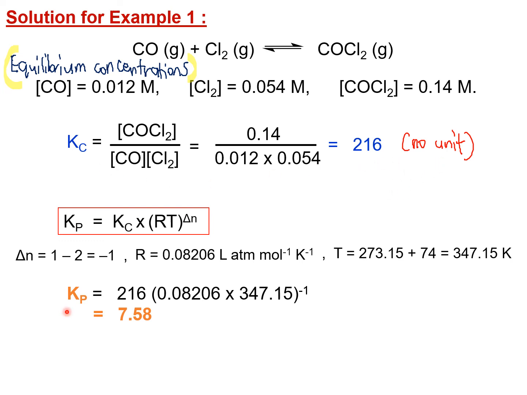So, sekarang dia suruh kamu cari Kp. You can relate Kp dengan Kc by using this formula. Kp is equals to Kc times with RT to the power of delta N. Okay, temperature tadi dia bagi in degree Celsius. So, since ada gas constant, penglibatan gas constant, okay, temperature dia kena jadi Kelvin, pressure kena in atm, volume kena in liter. Tapi tak apalah, it doesn't matter. Kat sini dia hanya mahukan temperature saja. So the temperature must be in Kelvin, so you need to convert the degree Celsius to Kelvin, which you will get 347.15 Kelvin.